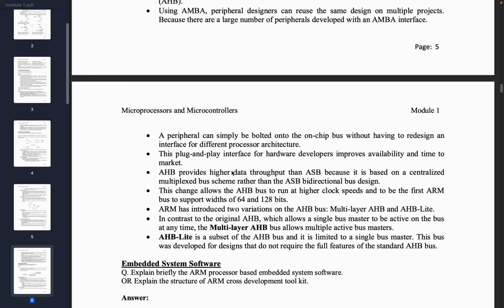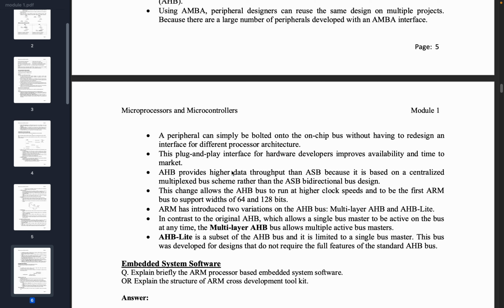AHB means higher data throughput than ASB, because it is based on a centralized multiplexed bus scheme rather than the ASB bidirectional bus design. AHB runs at higher clock speeds and supports wider data widths of 64 and 128 bits. ARM introduced two variants, Multi-layer AHB and AHB-Lite. AHB is the original that allows a single master to be active on the bus at any time. Multi-layer AHB allows multiple active bus masters. AHB-Lite, a subset of AHB, was limited to a single bus master. It was developed for designs that do not require the full features of the standard AHB bus.